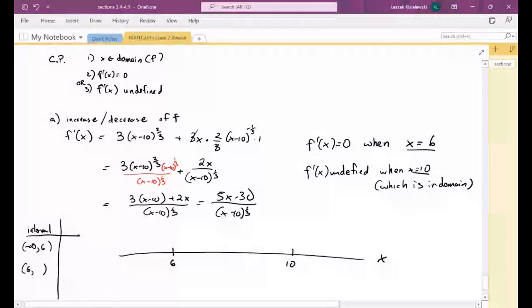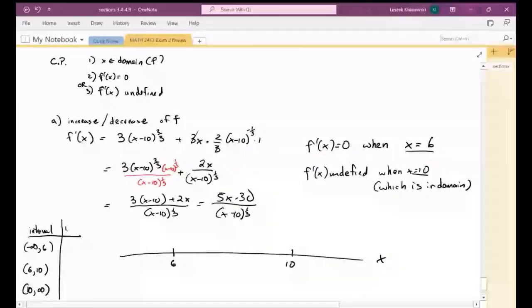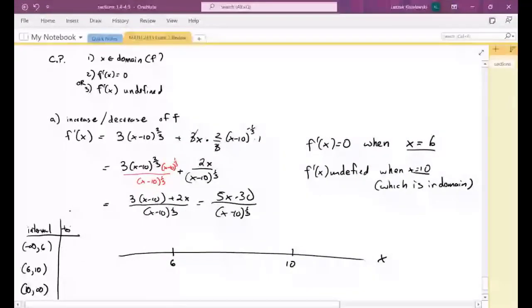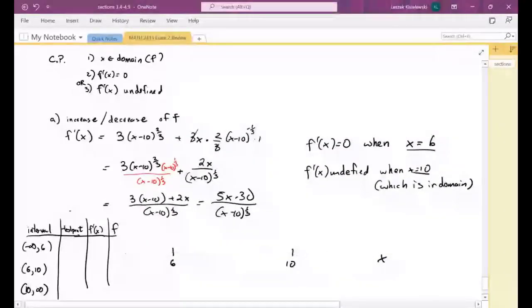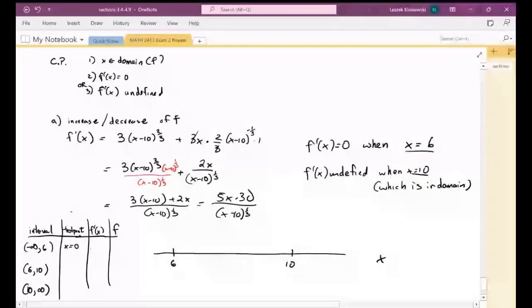So if you have 100 critical points, how many intervals are you going to get? Right, that's too easy, sorry. And then we're going to stick the test point from each interval into our derivative, which should say something about our function. All right, 0 is a really nice number. What's f prime at 0? Is it positive or negative?